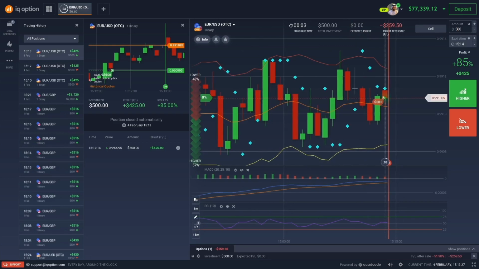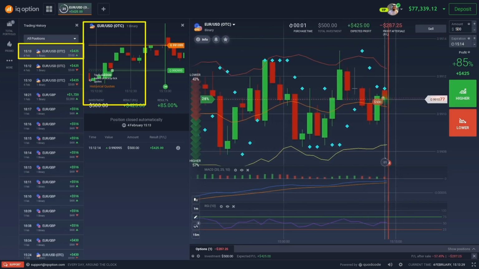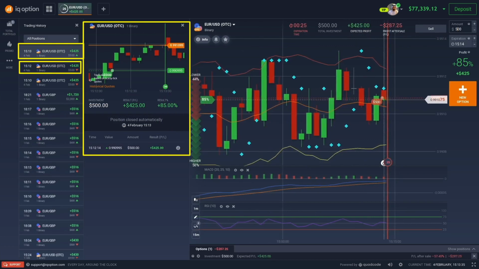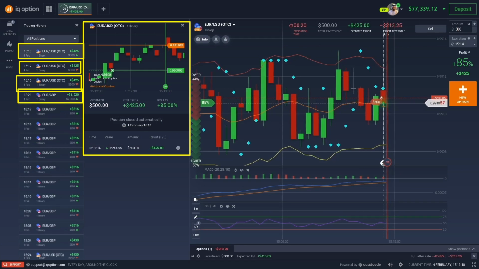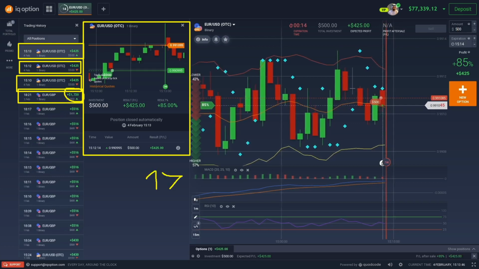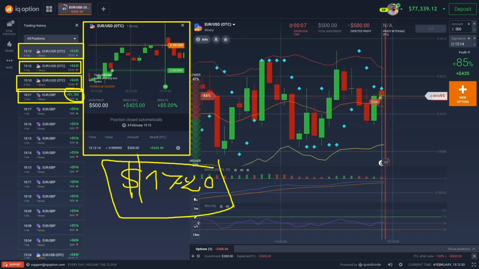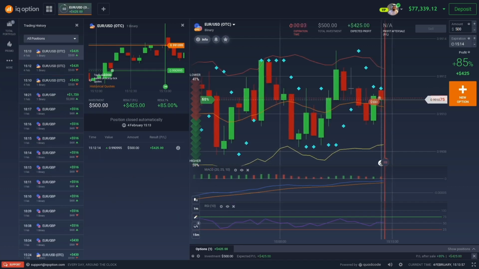This one was simple. This one was a little bit tricky. But this one, unfortunately, I missed. I was supposed to make more. As you can see, I made $1,720, but I could have made more because I thought that this is the end of the signal of the week. This is the end of the week.